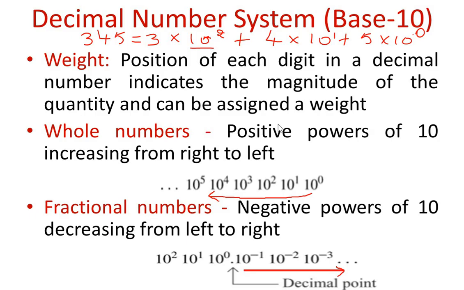For the whole numbers, weights are the positive powers of 10 increasing from right to left. For the fractional numbers, that is after the decimal point, it is negative powers of 10 that are decreasing from left to right: 10 to the power minus 1, minus 2 and minus 3. It is decreasing from left to right.